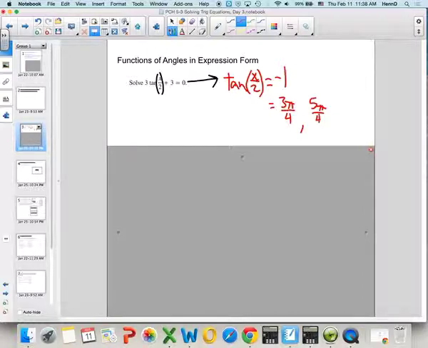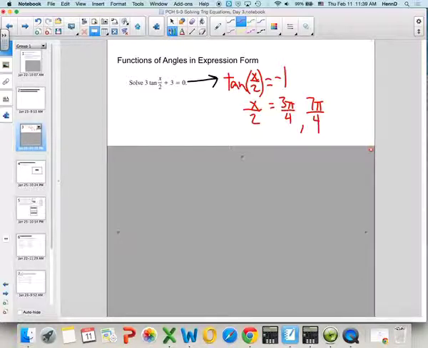Is it 7 pi over 4? Yeah, thank you. Second and fourth quadrants. So 7 pi over 4. Why is tangent of x over 2 equal to negative 1? Because I got rid of this 3 and this 3 by subtracting and then dividing. We're just getting the tangent part by itself first.